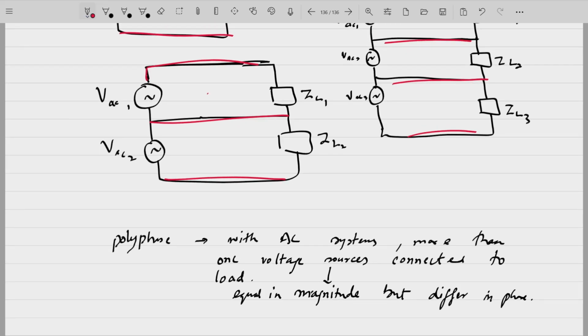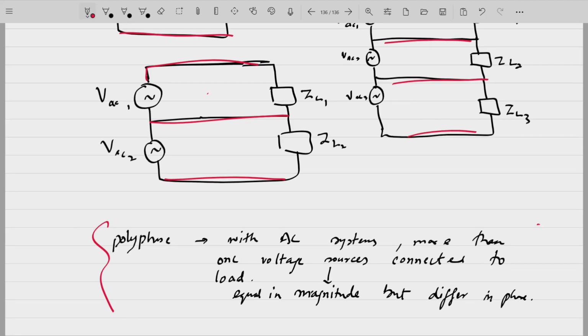Normally with every phase there will be an associated neutral wire as well, so that will act as the additional wire and the return path for the flow of current. Fine. So with two phase you'll be having three-wire systems, with three phase you'll be having four-wire systems, with four phase you'll be having a five-wire system, and so on.